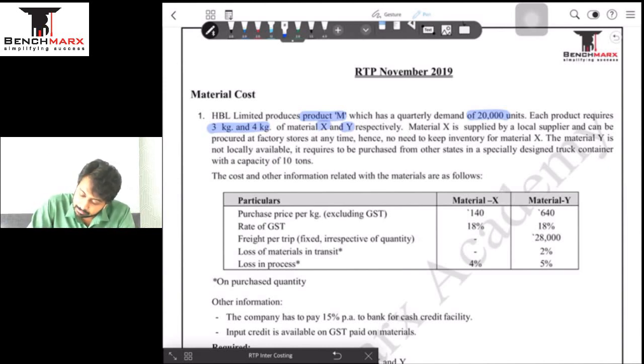X is supplied by a local supplier and can be procured at factory stores at any time. Meaning, whenever we want we can purchase, no tension about it. No need to keep inventory. Material Y is not locally available. It needs to be purchased from other states in a specially designed truck container with a capacity of 10 tons. So we have to order material Y from some other state and it comes in a truck whose capacity is 10 tons. Meaning, 1 ton is 1000 kgs, so 10 tons is the capacity.